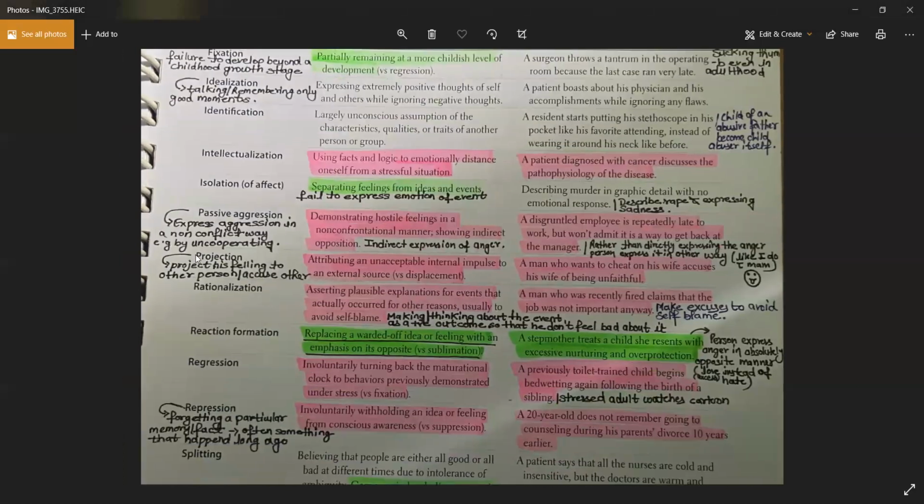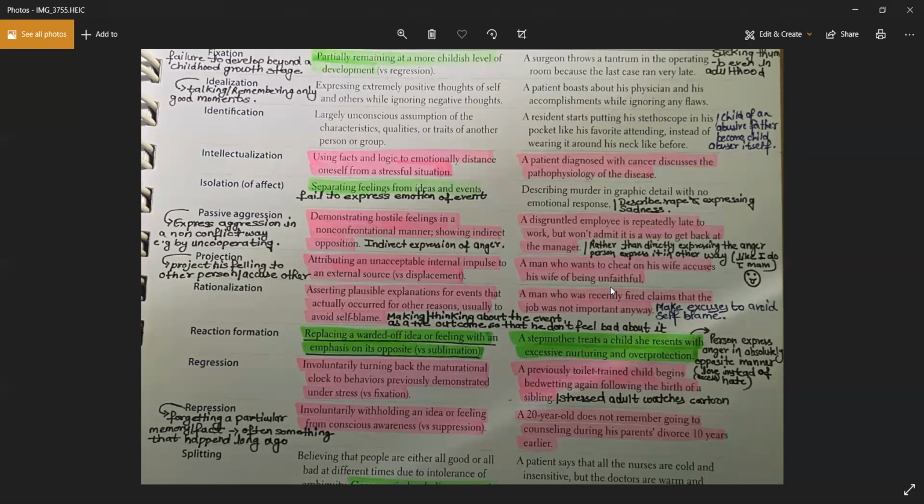Then you have the projection. Okay, in that case, this projection happens involuntarily or unconsciously. Basically, you are displaying your feelings onto someone else. The feelings that you actually have about that person, you say that that person is having those same feelings for you. For example, a man who wants to cheat his wife accuses his wife of being unfaithful, right?